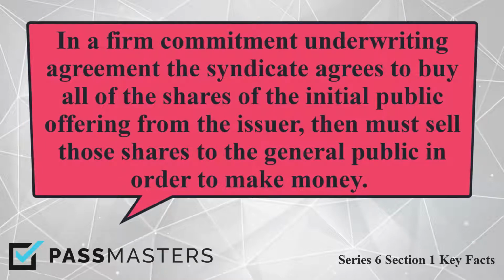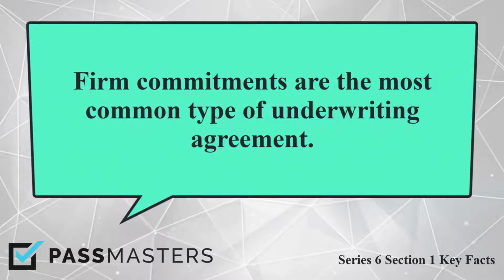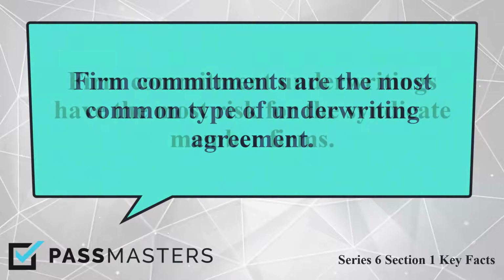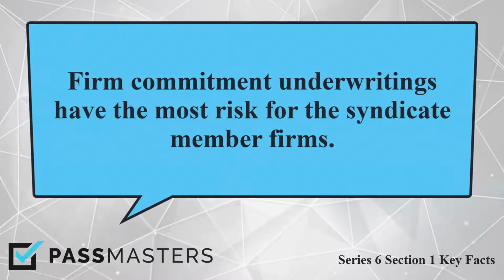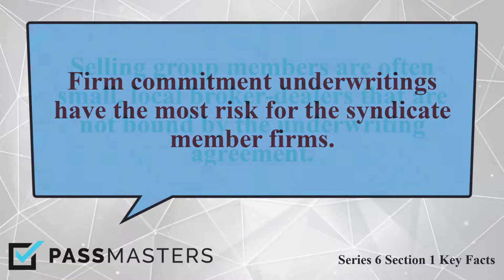In a firm commitment underwriting agreement, the syndicate agrees to buy all of the shares of the initial public offering from the issuer, then must sell those shares to the general public in order to make money. Firm commitments are the most common type of underwriting agreement. Firm commitment underwritings have the most risk for the syndicate member firms.